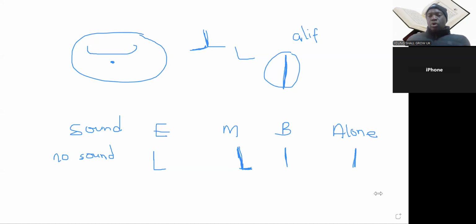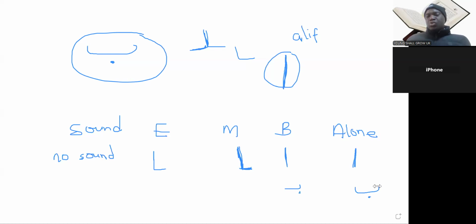Now, the ba on its own is going to be like this. Anytime you see it like this, you just have to call it ba. Then at the beginning, you will see it like this. Tell me the difference between this one and this one, please. What is the difference? The first one does not join at the end.